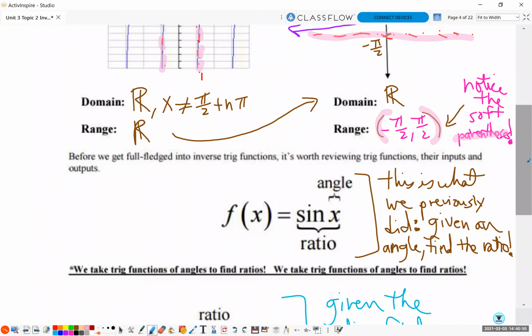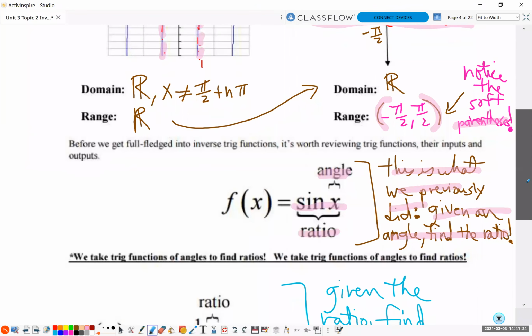Before we get into calculating inverse trig functions, I want to remind you that when we are asking for sine of x, we give you an angle and you give us a ratio. This is what we previously did. Given an angle, find the ratio. That's what a trig function is. And it says evaluate. You're giving me a ratio.